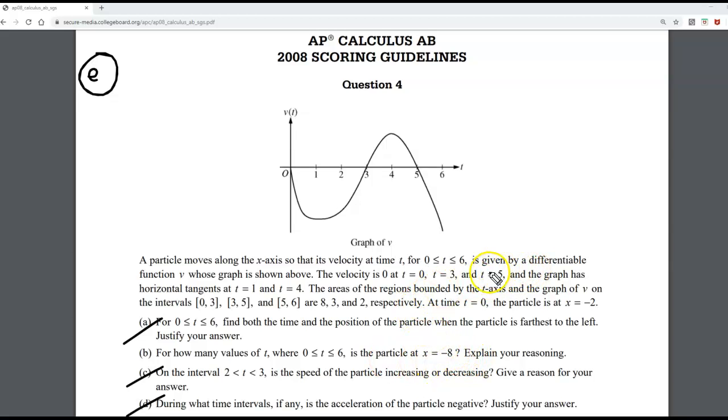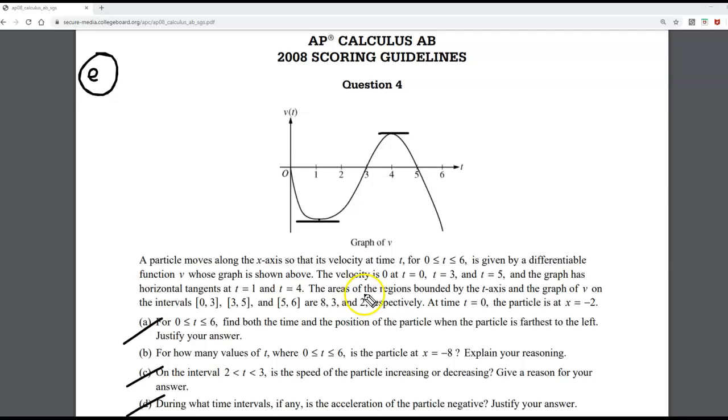So what else does it tell us? It says the velocity is 0 at 0, 3, and 5, which we already knew. And the graph has horizontal tangents at 1. I don't think that's going to be really relevant to our problem that I'm going to be working on. It also has a horizontal tangent here. I don't think that's going to be used for us.